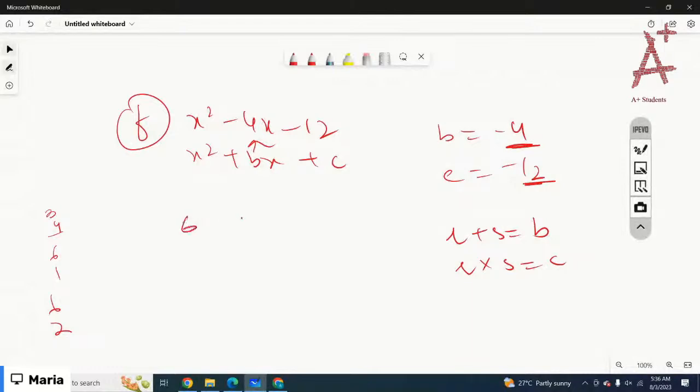Okay, 6 times 2 is 12 but we have to make negative 12. Let's suppose 6 is negative. Just add, negative 6 plus 2 is negative 4. Yes, that means the factors are negative 6 and 2. So it is x minus negative 6 and x plus 2, right? They are x minus 6 and x plus 2.